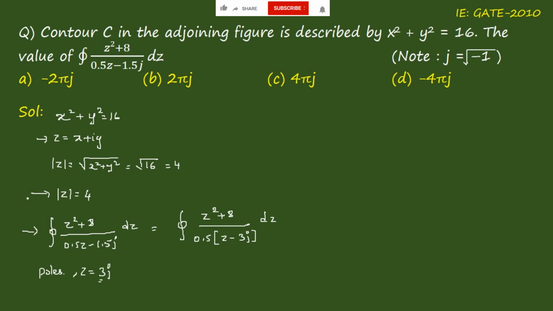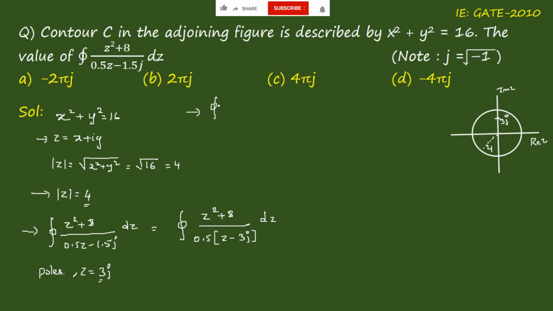We're checking whether it is inside the circle of radius 4 or not. If you consider a graph here, real part of z and imaginary part of z, and they have given the radius as 4, right? Now coming to 3j, where will 3j be? Somewhere here it will be 3j. So it is inside the circle. So we can use the Cauchy integral formula.